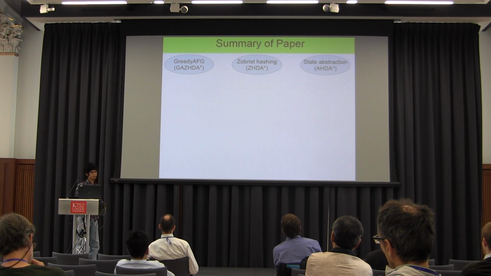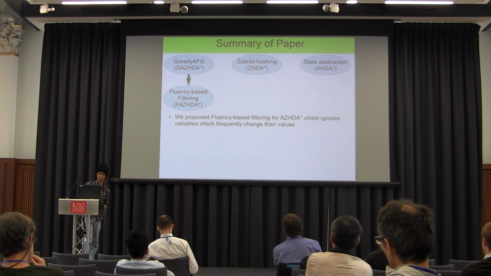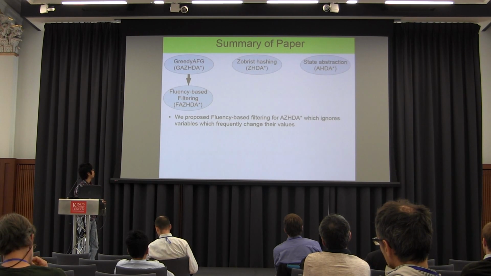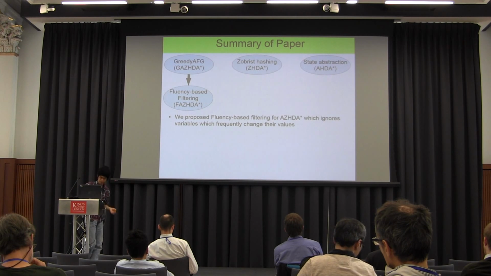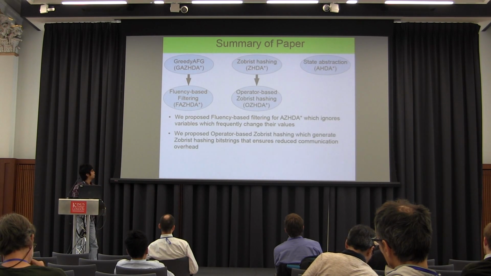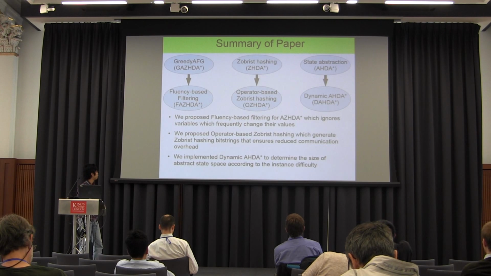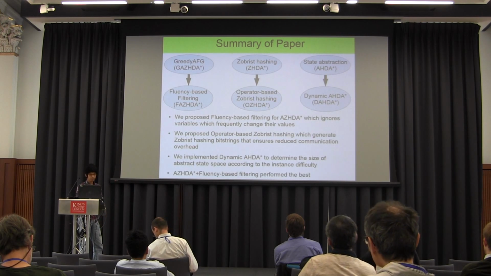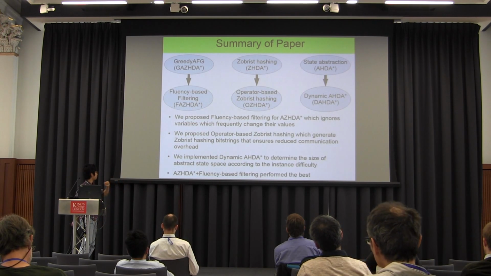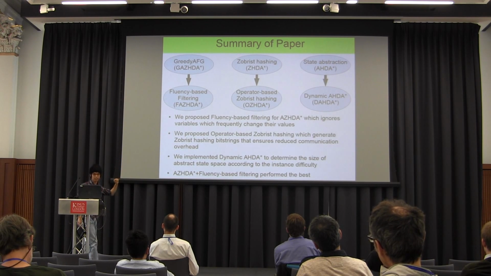So, to summarize the paper, we first proposed fluency-based filtering for AZHDA star, which ignores variables which frequently change their value. And we also proposed operator-based service hashing, which generates service hashing bit strings that ensure reduced communication overhead. And we also implemented dynamic AHDA star to determine the size of the abstract state space according to the instance difficulty. And we ran an experiment and showed that AZHDA star plus fluency-based filtering performed the best. And that's all. Thank you very much.